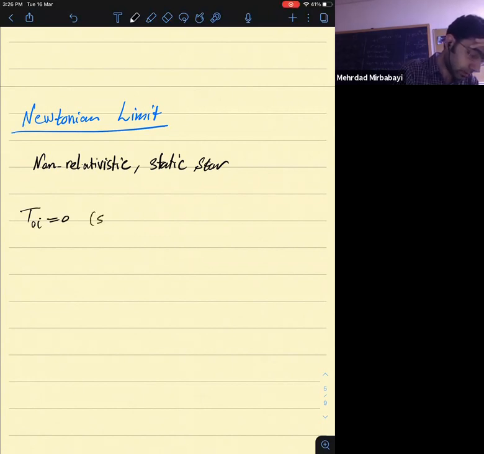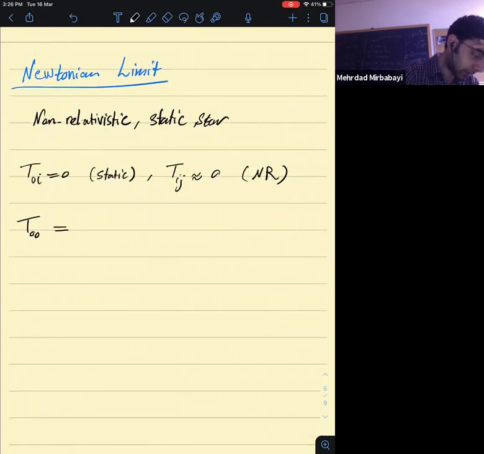The consequence of being non-relativistic is that Tij are much smaller than T00. So the pressure is much smaller than the mass density, and the mass density is just dominated by the rest mass. So T00 is just rho, the density of the rest mass. If it is made of baryons, it's just the mass of the baryons times the baryon number.